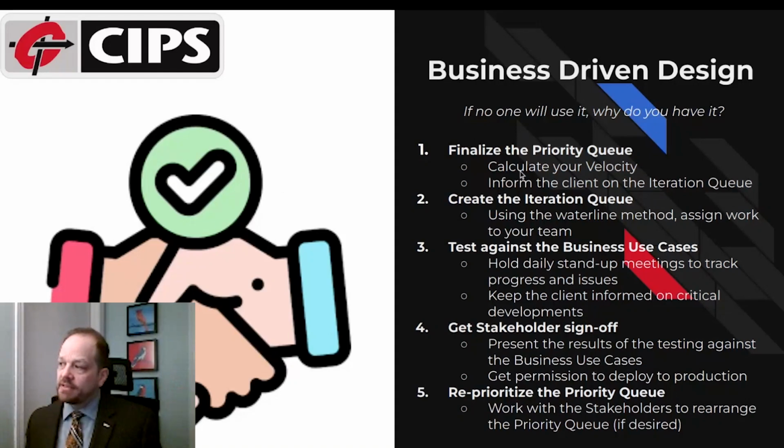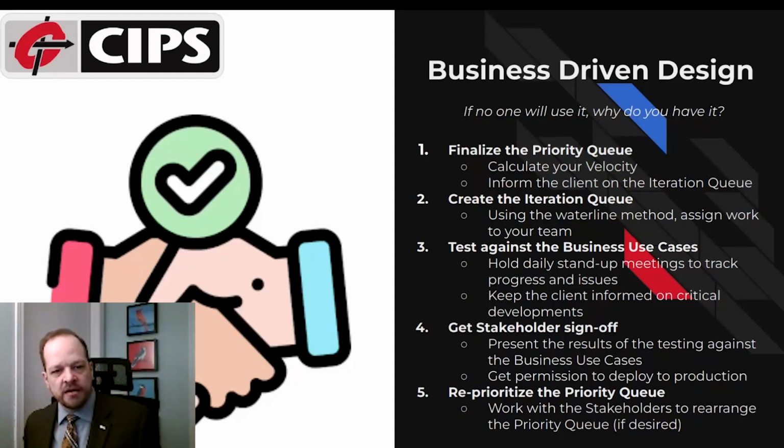So the first thing you're going to do is finalize your priority queue. Your priority queue is just the list of all your business use cases. The main thing you'll want to finalize your priority queue is velocity. Velocity is just the average number of business use cases you can get completed per developer per iteration. So if you have a 2-week iteration and 5 developers and they do 10 use cases, your velocity would be 2, because every iteration you can get 2 business use cases done per developer.